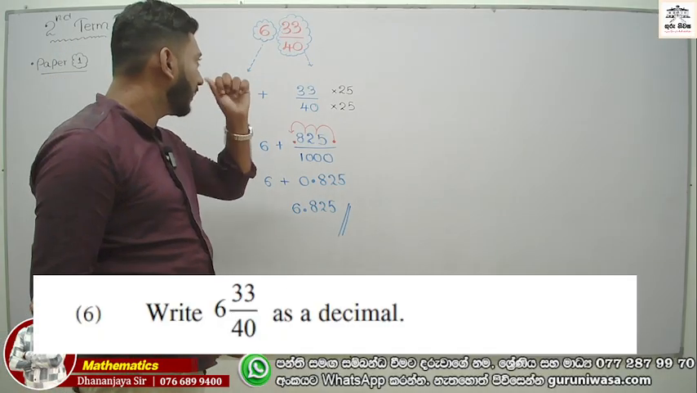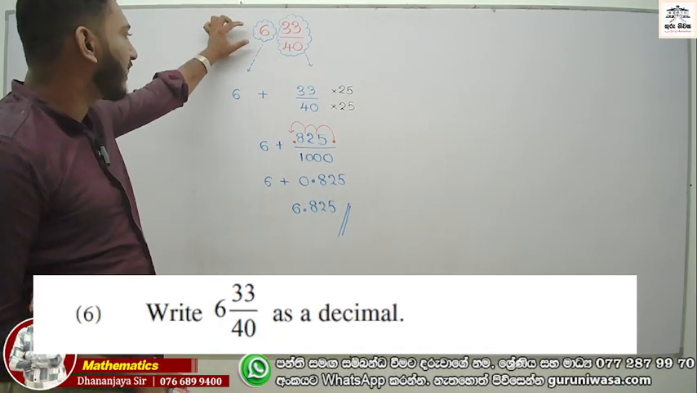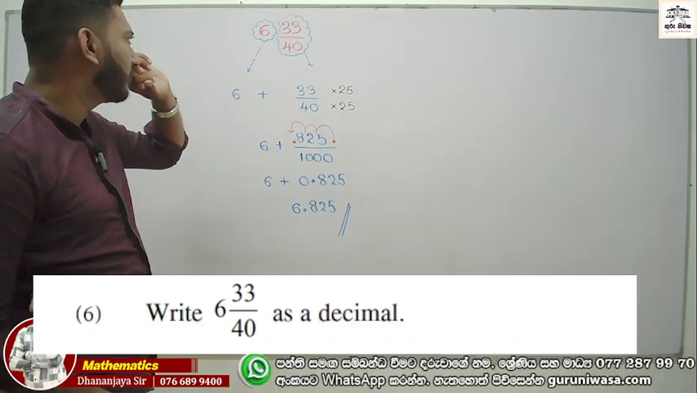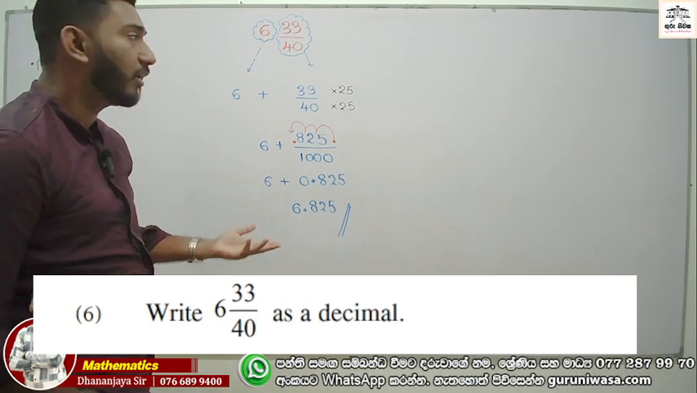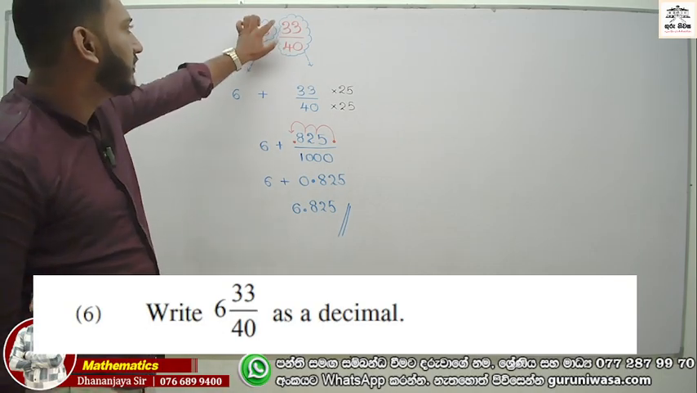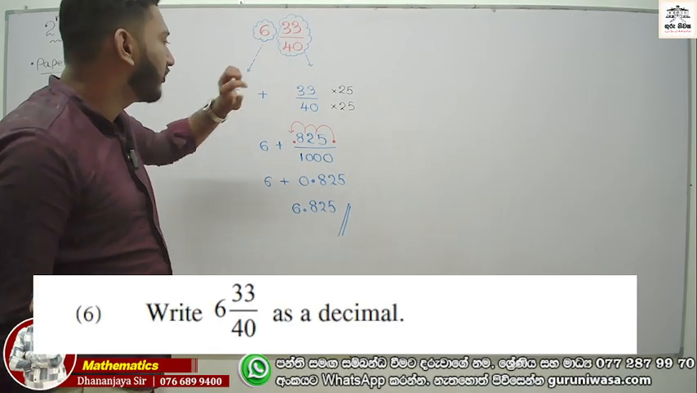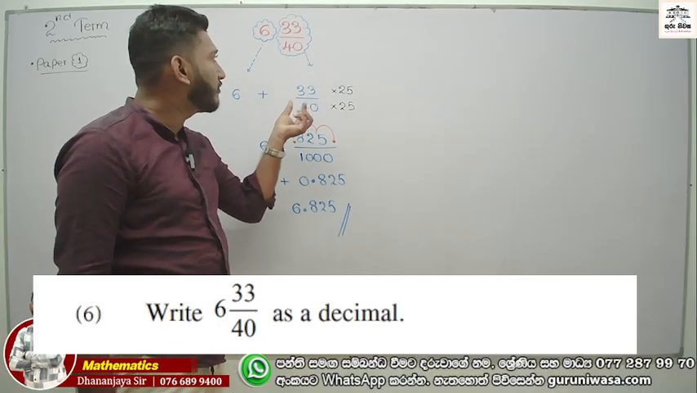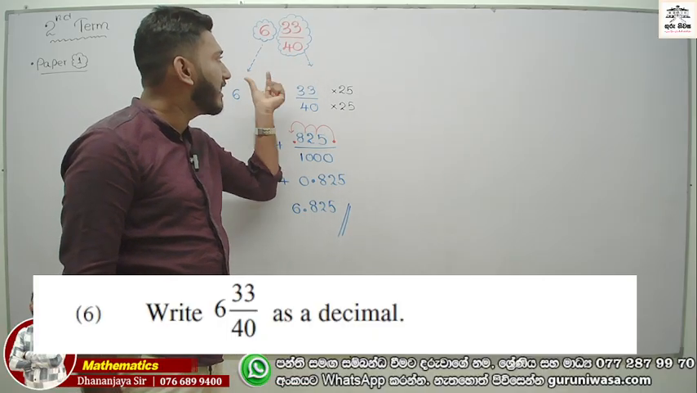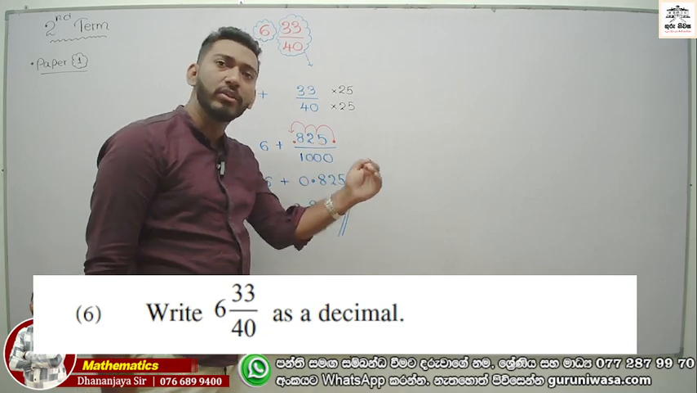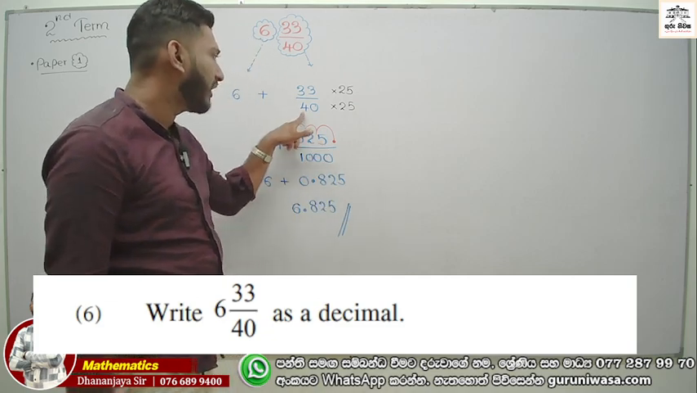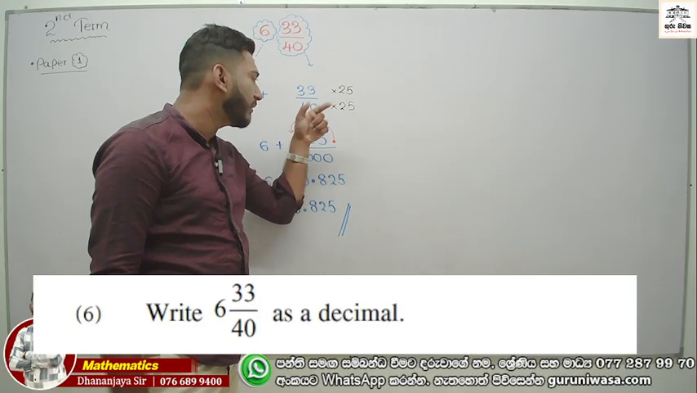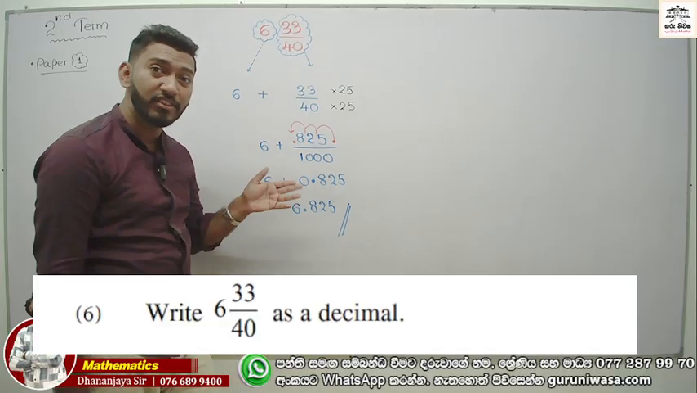Now this is the whole number part. You can write it here, it's only 6, because we know the whole numbers we can write as just whole numbers, right? Now 33 over 40. Now what is the method? To change a fraction into a decimal, you have to change the denominator to 10, 100 or 1000. Now this is 40. I'm going to multiply 40 by 25, then the answer becomes 1000. We can change it to 1000.